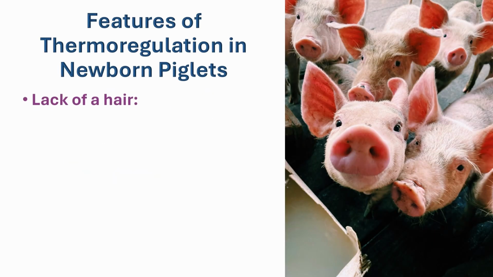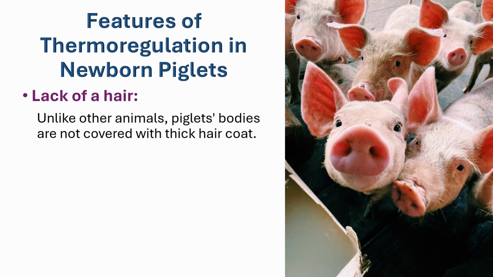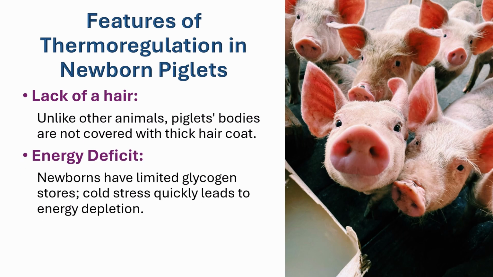Unlike other farm animals, piglets are born without a thick hair coat. This lack of natural insulation means they lose body heat almost immediately to the environment. In addition to this, newborn piglets have very limited glycogen stores in their liver and muscles. When a piglet experiences cold stress, it is forced to burn these reserves rapidly to maintain its body temperature.